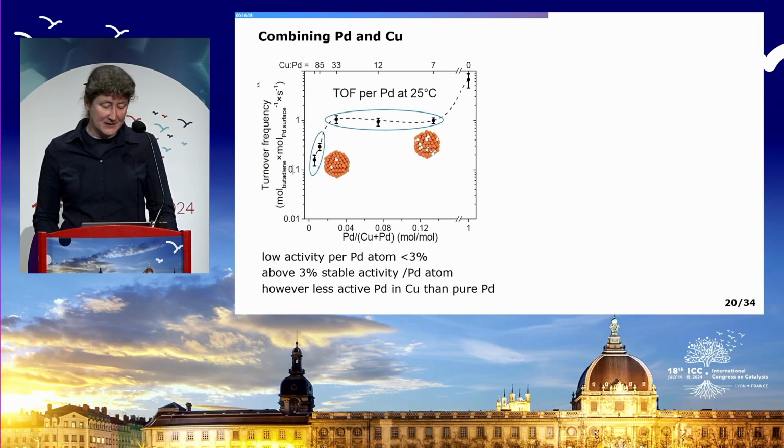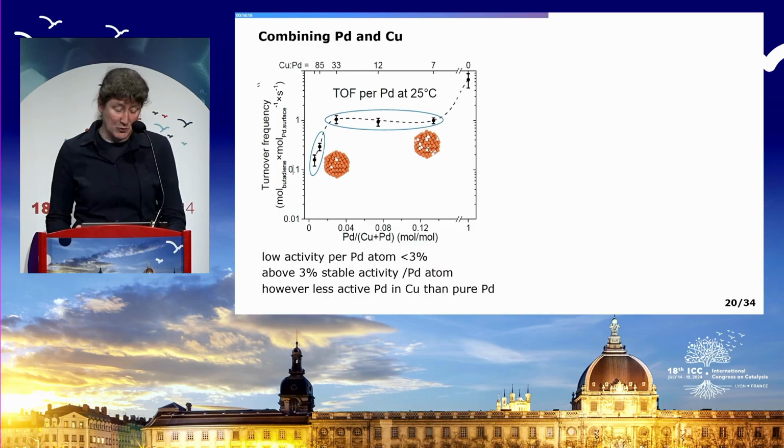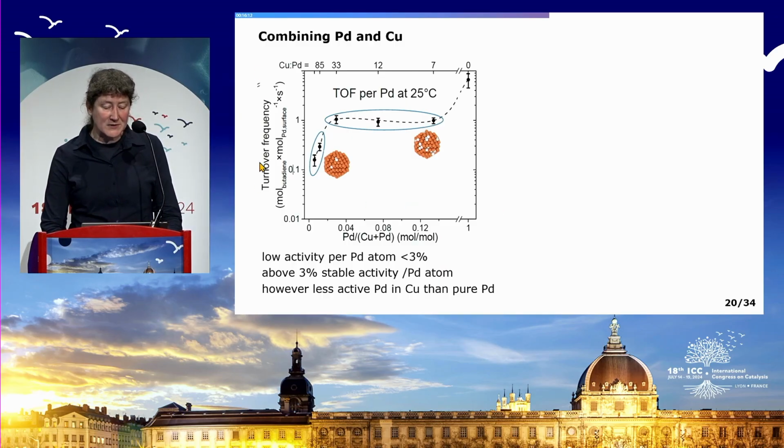This is what we found in activity. And we were a bit disappointed, honestly, but still it's interesting. So this is the turnover frequency. Here you see the one which is of pure palladium. And then with this relatively low loading, so it's up to about 12% of palladium in the copper, we found a sort of plateau between 3 and 12% or even higher. And then we found if you put less palladium that it's even less active.